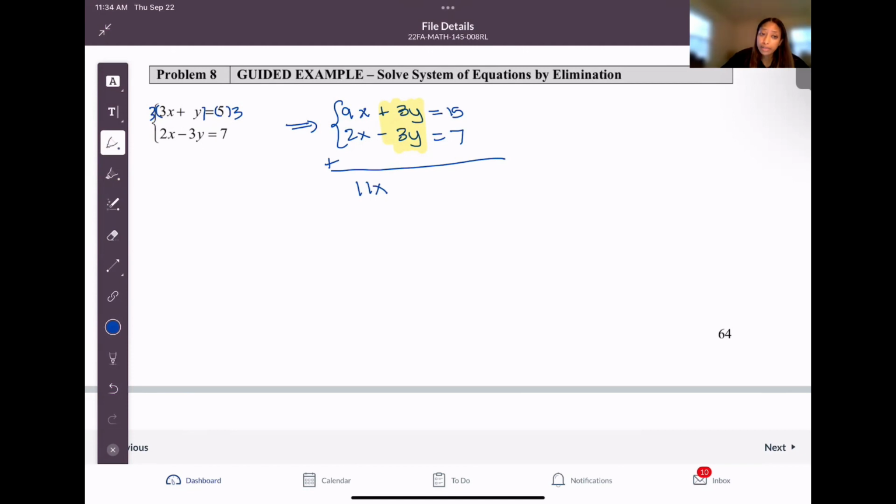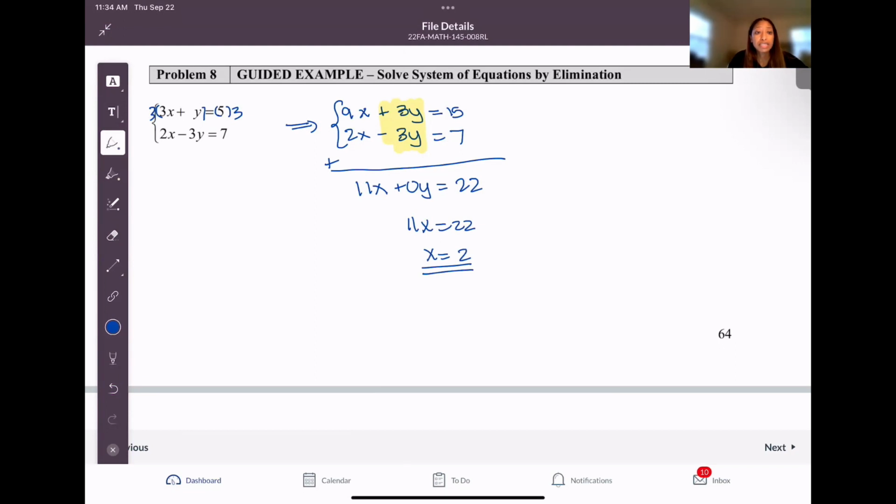3y plus negative 3y would give us 0y, and 15 plus 7 would give us 22. So this is nice. Once you have those opposite coefficients, when you add the two lines together, the y's go away, and we just have 11x equals 22. That's easy to solve. X is going to be equal to 2.